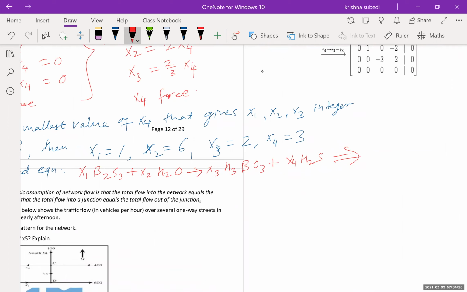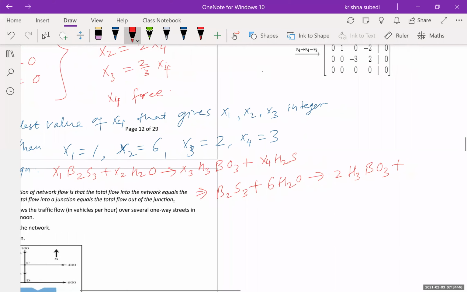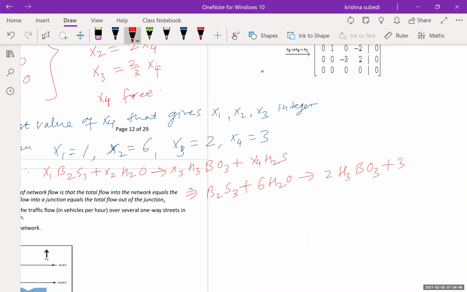x1 is 1, which means Be2S3 plus x2 is 6 H2O, and this will be 2 Be(OH)3, and plus, what is the other one? 3 x4 is 3 H2S. So this is our balanced equation. All right.